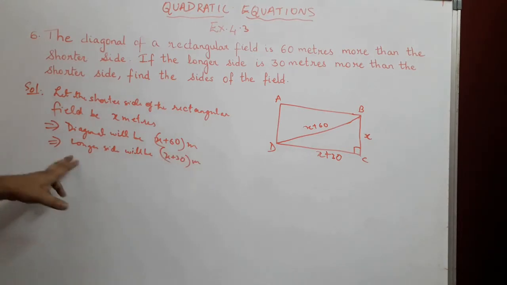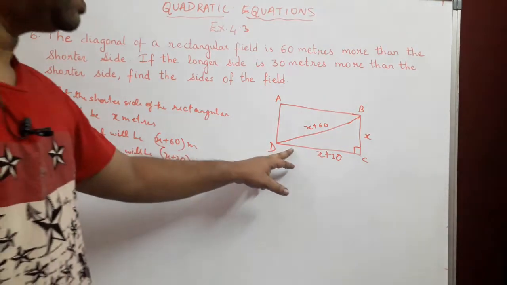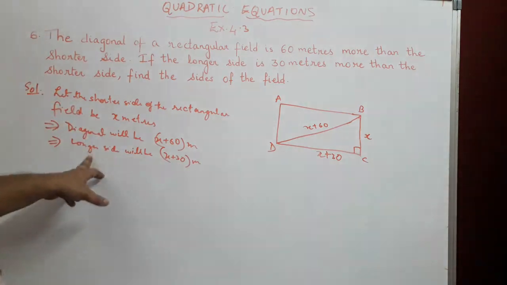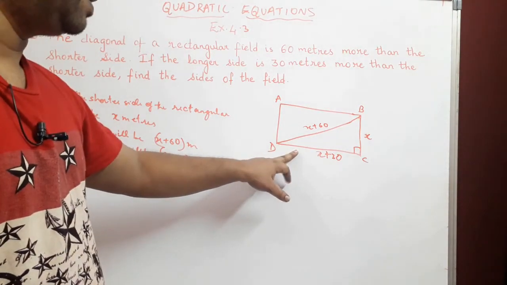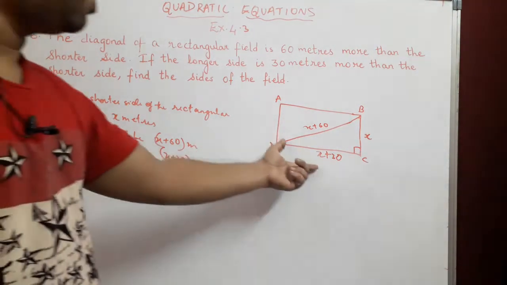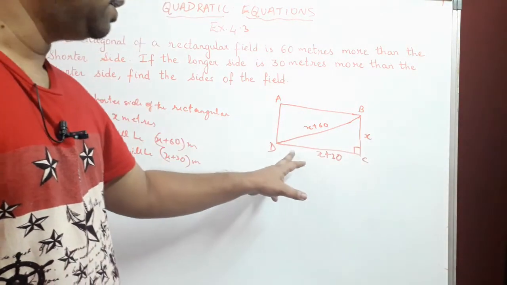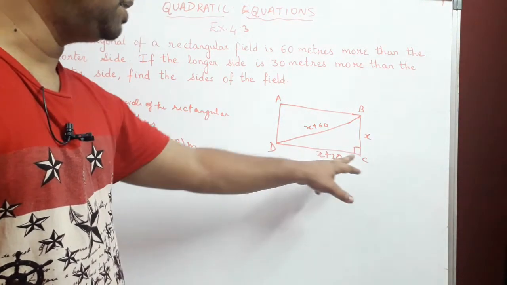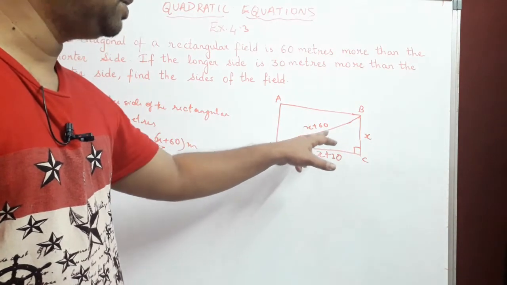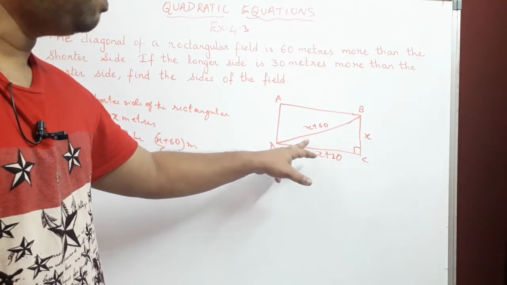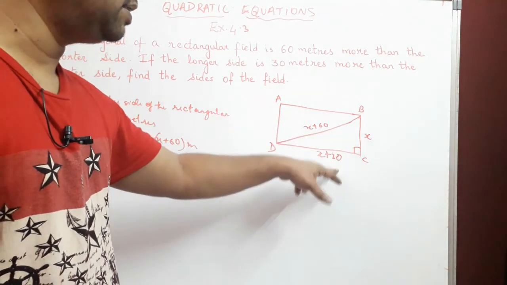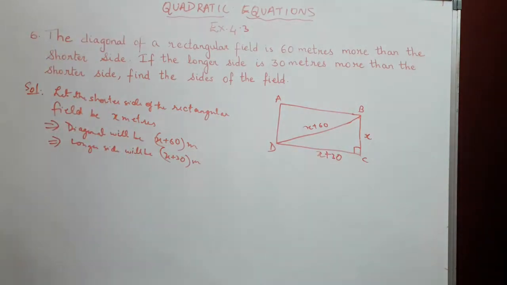Please do not confuse the longer side with the longest side of the triangle. This longer side is not the longest side of the triangle. It is actually longer than the shorter side. It is referring to the base of the triangle, not the hypotenuse. The hypotenuse of the triangle will be the diagonal in this particular triangle.